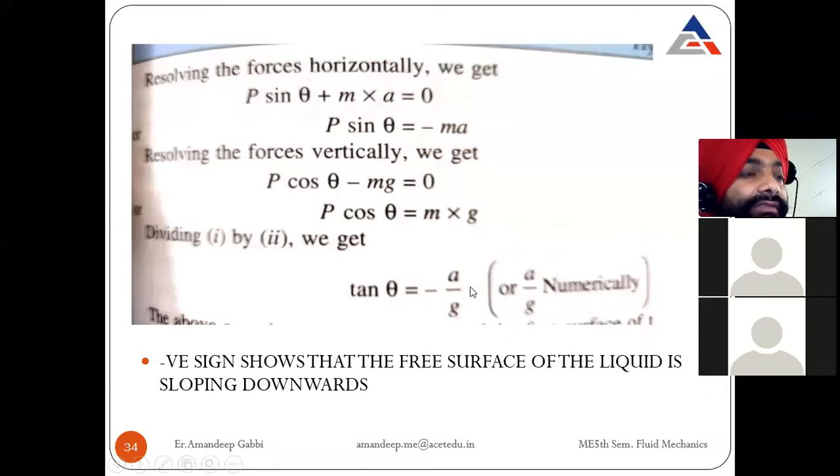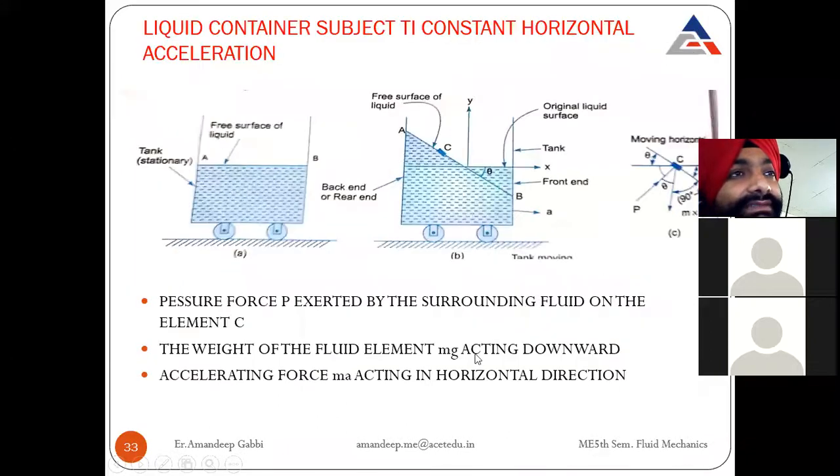Now tan theta will be equal to, if you divide these two, ma divided by mg, P sin theta divided by P cos theta, so tan theta is equal to minus a by g. You divide 1 by 2. There will be a negative sign. That negative sign shows that the free surface of liquid is sloping downward. What is the meaning of this? The negative sign means it is sloping downward.